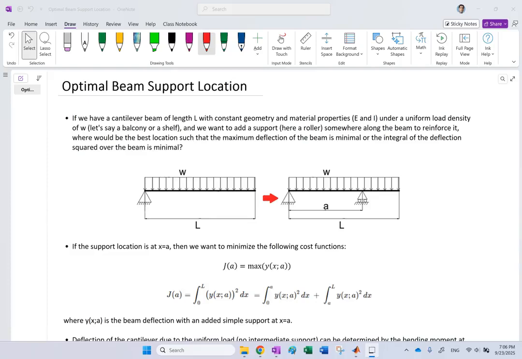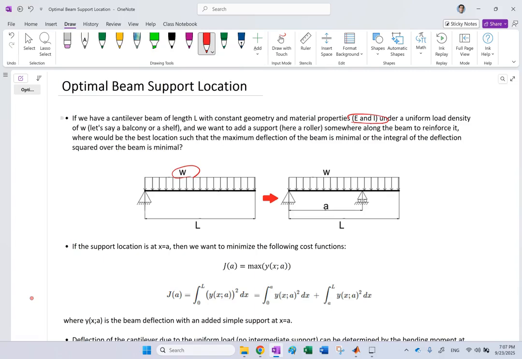Hello, everybody. In this video, I want to show you a topic that I was thinking about, and I said I would share it with you. So the question is this: if I have a cantilever beam with a uniform load on it, and all the material and geometry properties like E and I are constant, then we want to add a support, in this case a roller, somewhere along the beam to reinforce it.